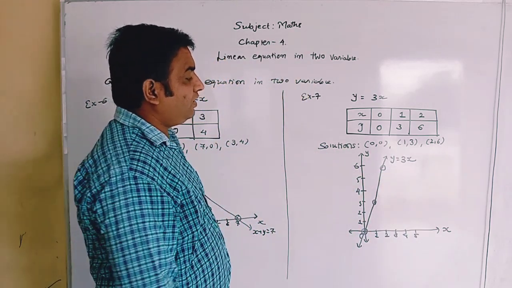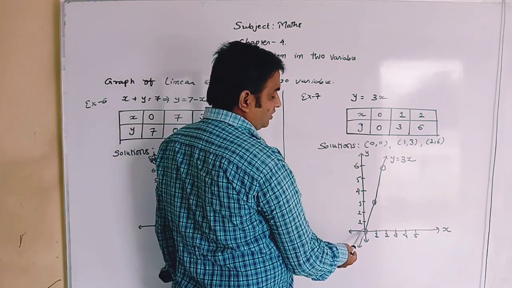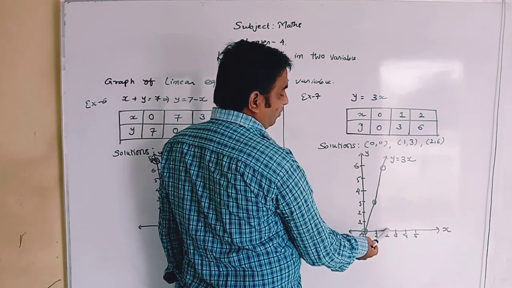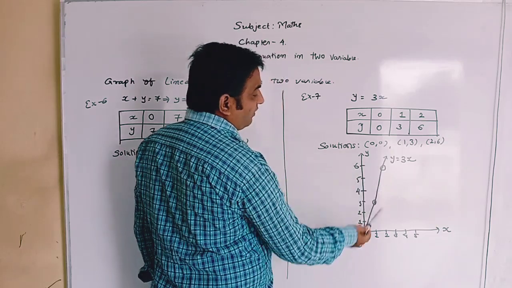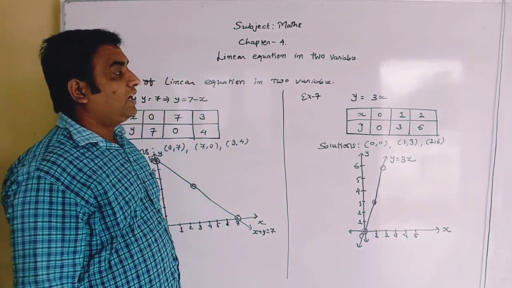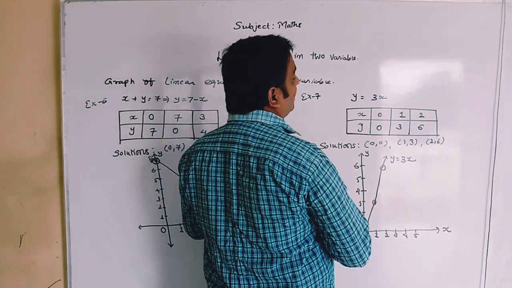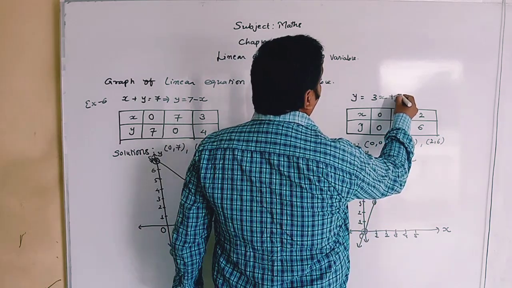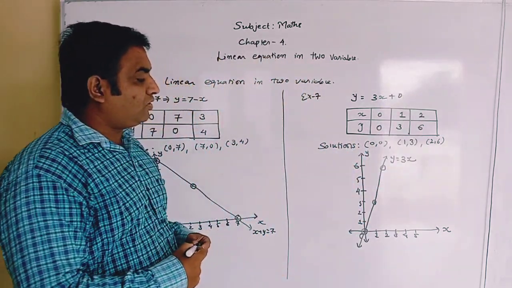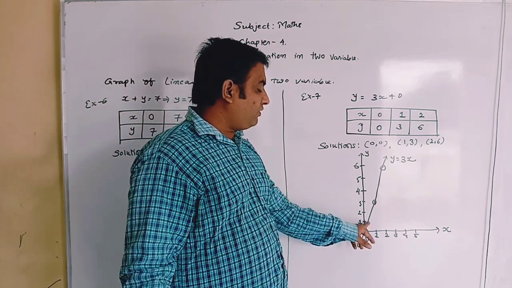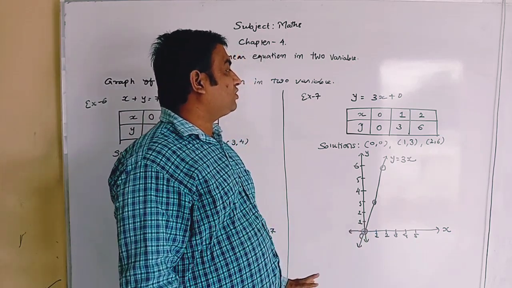Now we draw the line with these points: (0, 0), (1, 3) and (2, 6). Joining the points, we get the graph of y equals 3x. Here we can see that the constant c is not given, which means it is 0. Whenever the constant term is 0, the graph will always pass through the origin (0, 0).